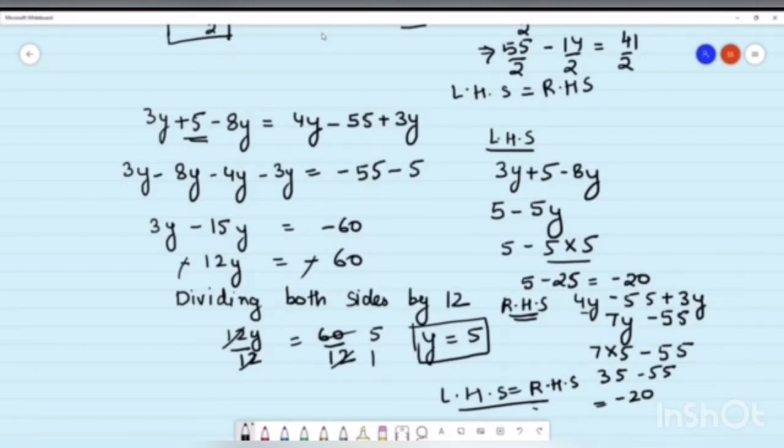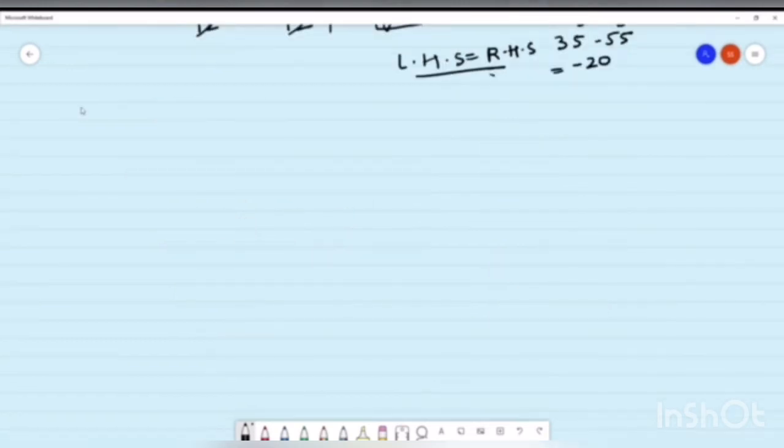You can have a look at this question. This is another question. 2x minus 7 minus 3 bracket 3x plus 8 minus 4x plus 9 is equal to 0. So first we will simplify this and then we will separate. The first step is to simplify this equation. We'll open brackets. 2x minus 7 minus 3 into 3x.